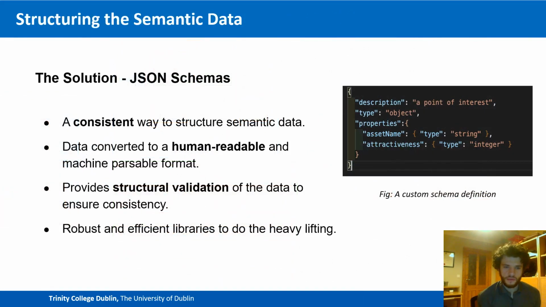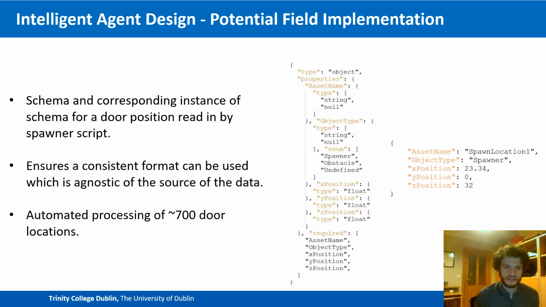The solution we came up with is to use JSON schemas. These offer a consistent way to structure semantic data. They're human readable and machine parsable. They provide structural validation of the data to ensure consistency, and robust and efficient libraries do the heavy lifting. You can see here an example of a schema and a corresponding instance. We used this to read in door positions, and this was passed into a spawner script for our agents. This ensures a consistent format which is agnostic of the actual source of the data.